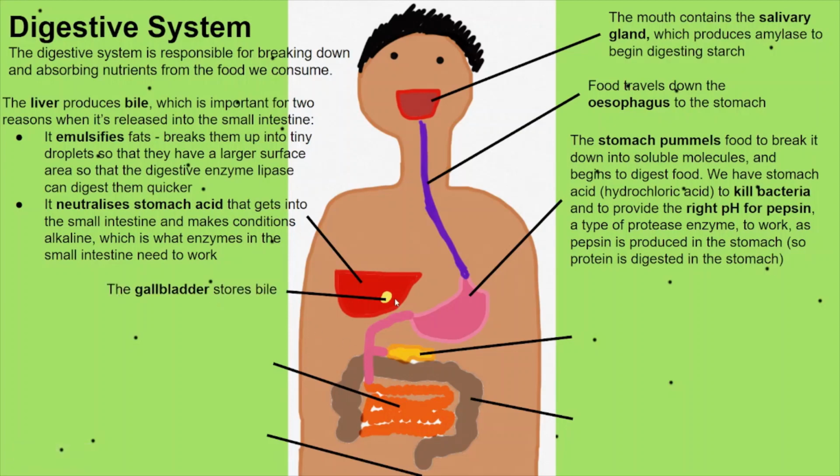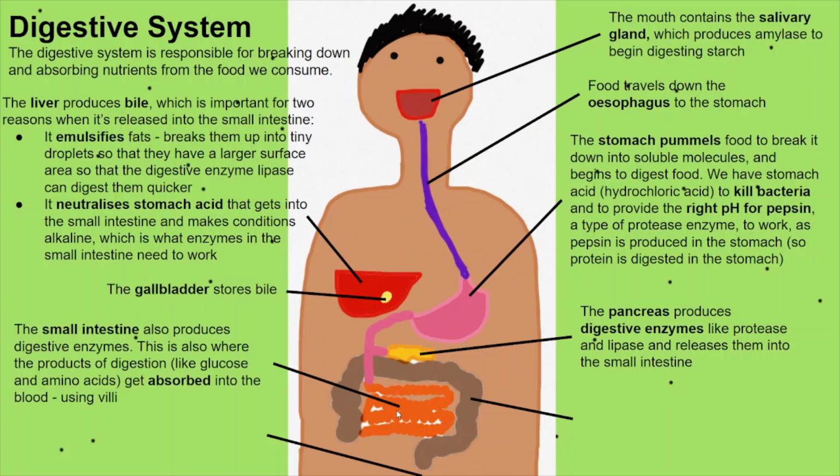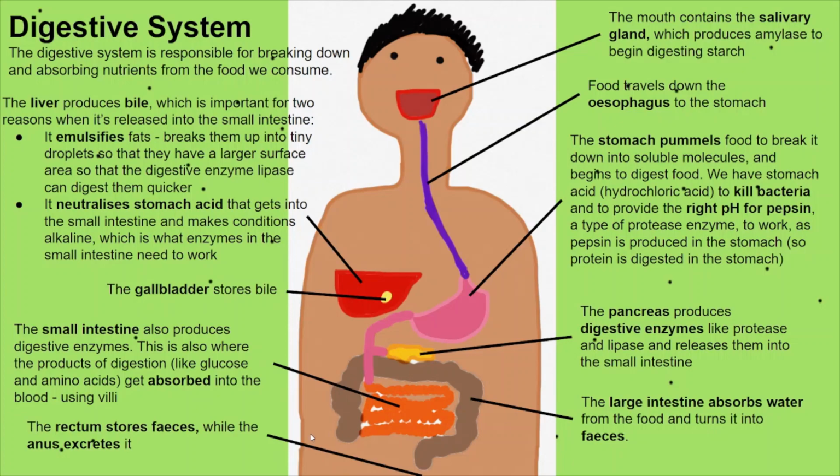The gallbladder simply stores bile, and the pancreas, this little thing here, produces digestive enzymes and releases them into the small intestine. And this small intestine is very important, as we covered in the last topic. It contains villi, and this is where the products of digestion get absorbed into the blood. And remember, the small intestine, as well as the pancreas, produces digestive enzymes. And then we have the large intestine over here. This absorbs water from the food, turns it into feces, and finally the rectum stores feces while the anus excretes it.